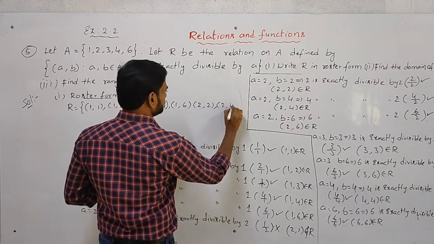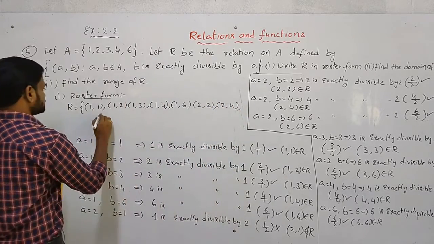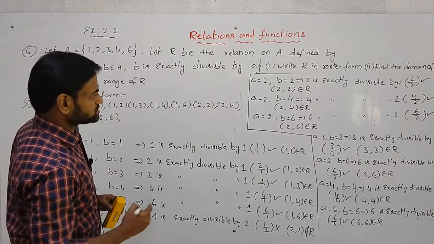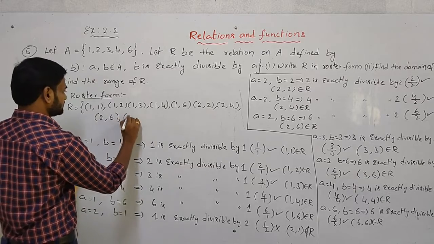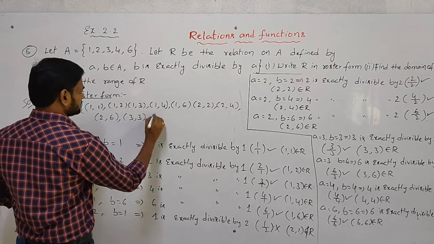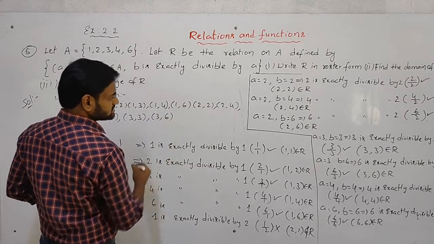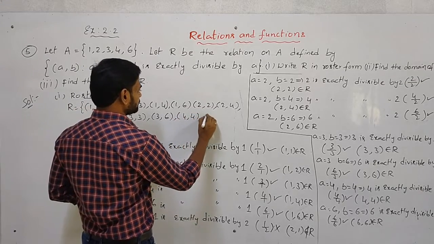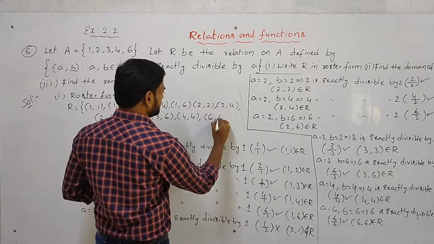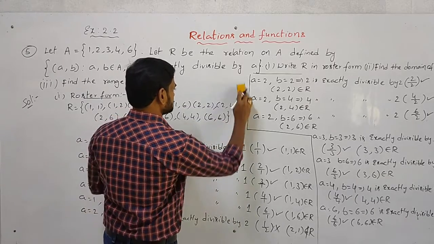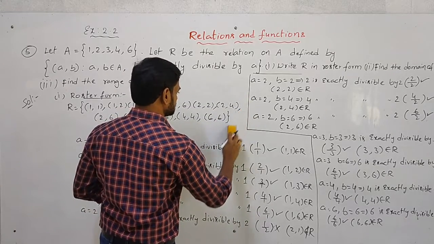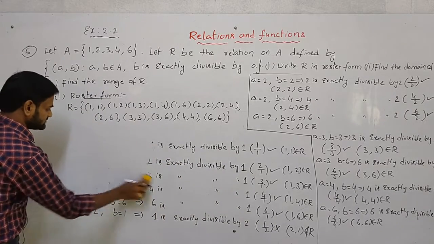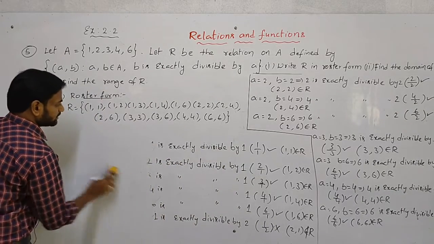Next (2, 4), next (2, 6). Yes, possible. Next (3, 3), next (3, 6), next (4, 4), next (6, 6). These are the only possibilities. So it is the roster form.